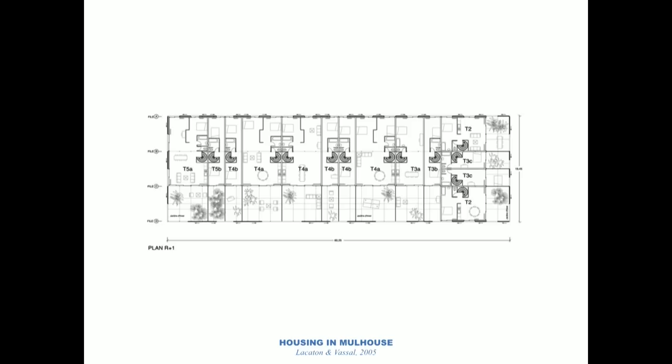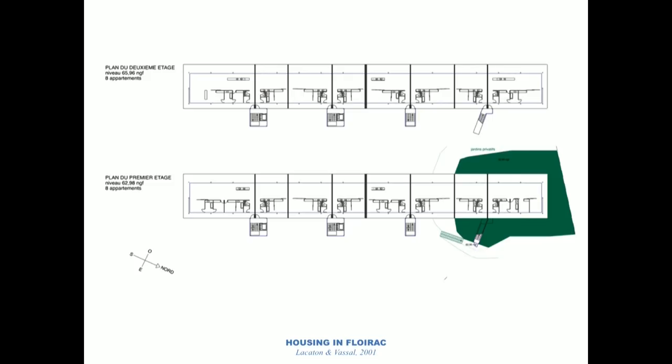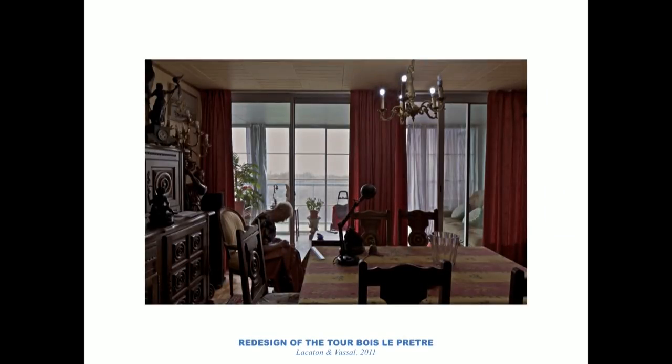typological differentiation of the apartment from within by adding semi-exterior spaces that are not typologically defined. So they do it by adding greenhouses, by adding balconies, by adding extensions to existing buildings. And I would say that this is, for me, really the core of what this experiment would be about.